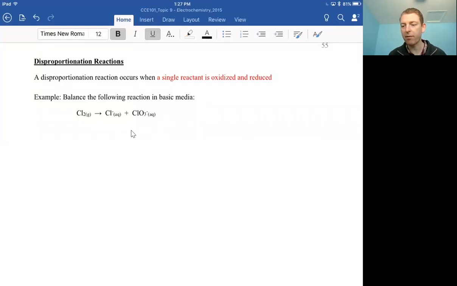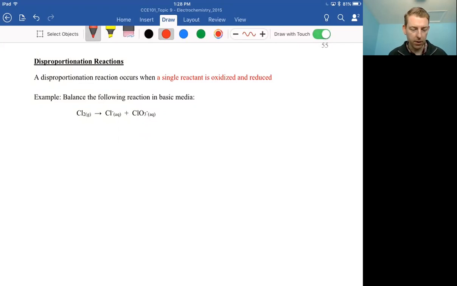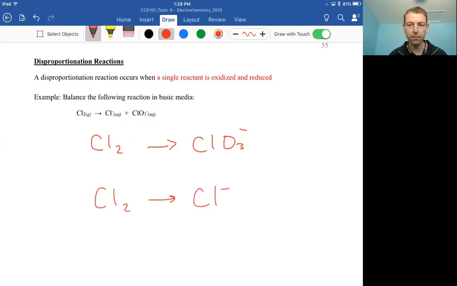So the steps that we're going to follow are the same as before. Step one is we're going to break this into two half reactions. It might not be obvious at first that we're going to use the chlorine for both half reactions, but since it's picking up actual oxygen atoms in the oxidation reaction, maybe it's not that surprising. We're going to go with chlorine here, and we also have chlorine going to the chloride. Okay, with that much done, we go on to step two.